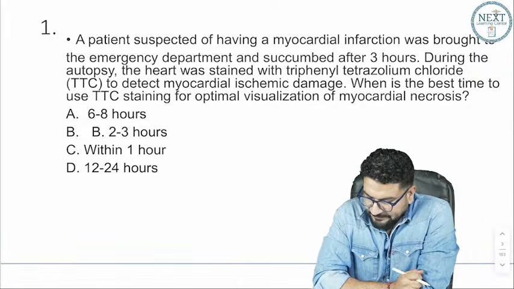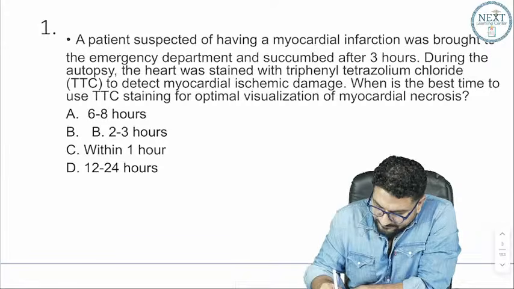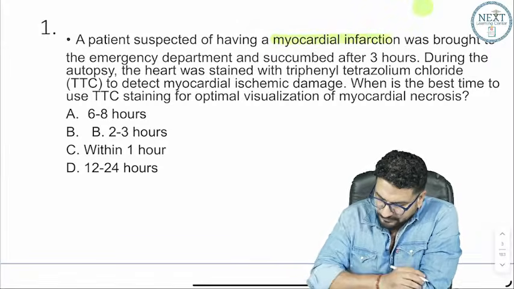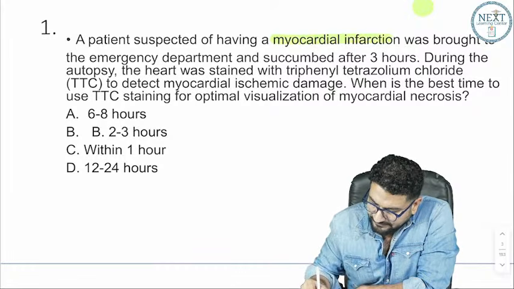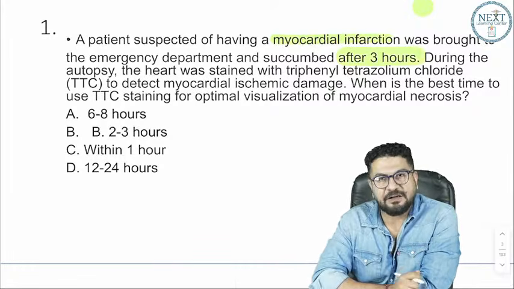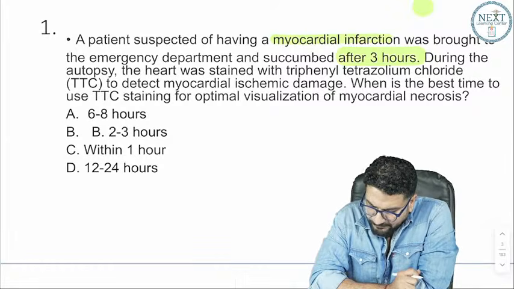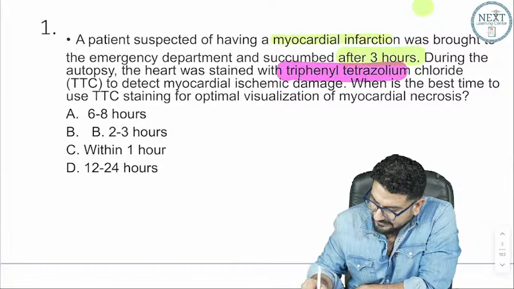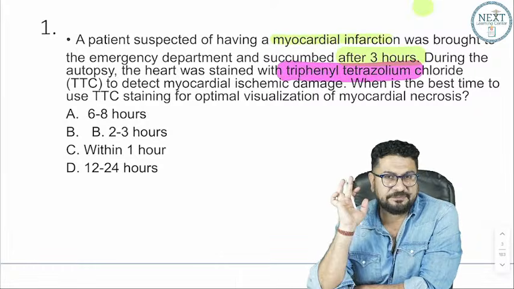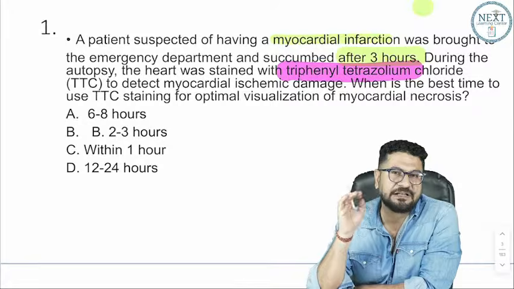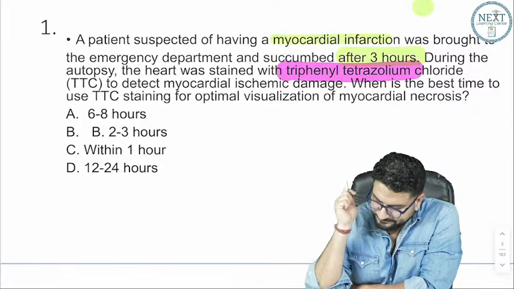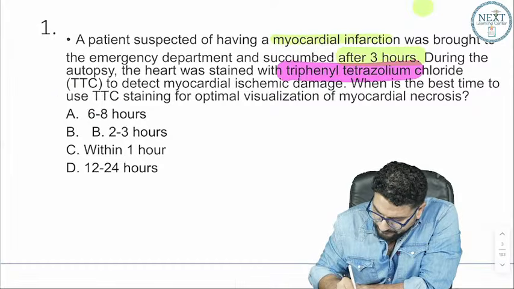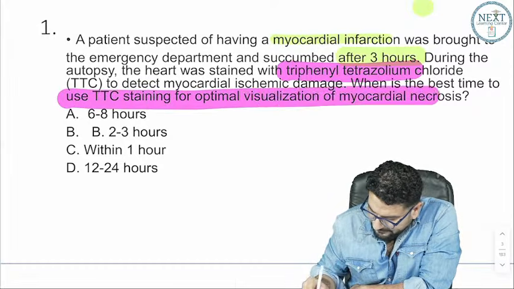A patient suspected of having a myocardial infarction was brought to the emergency department and succumbed after 3 hours. Means the patient died after 3 hours. During autopsy, the heart was stained with TTC. This question is coming in exam for the past 3 attempts. They are asking you about the triphenyl tetrazolium chloride test, TTC test. When is the best time to use TTC staining for optimal visualization of myocardial necrosis?